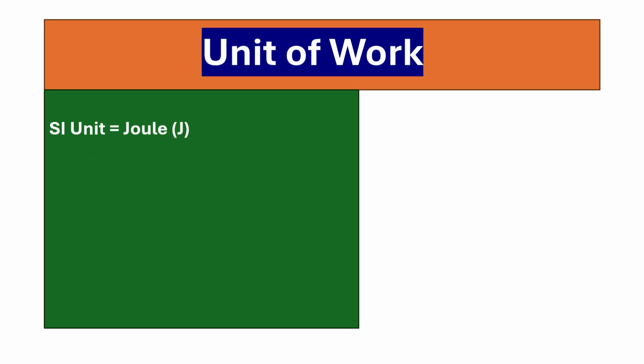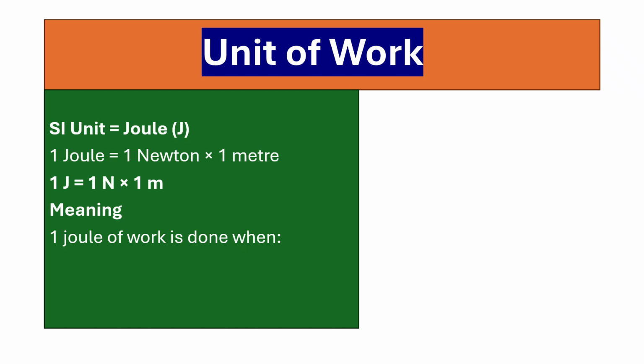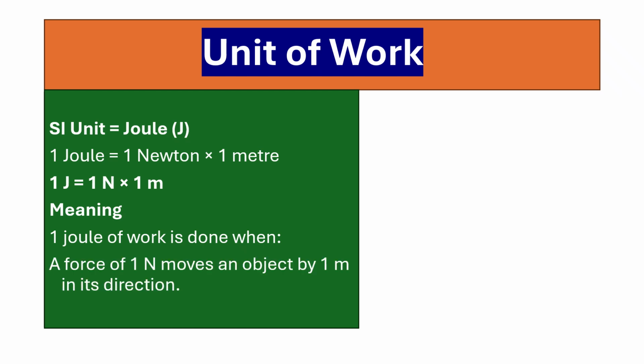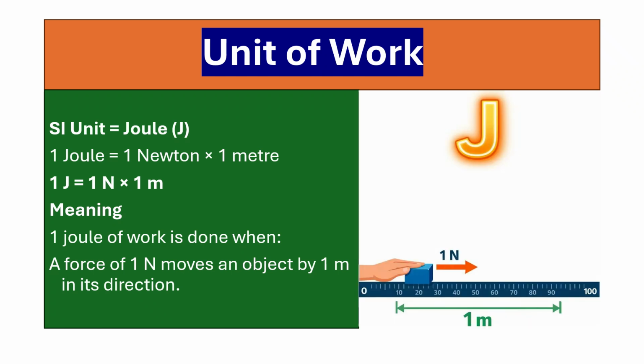What is the unit of work? The SI unit is joule, denoted by capital J. Now 1 joule is 1 Newton into 1 meter. So 1 joule will be equal to what, students? 1 Newton, that is 1 N into 1 m. Meaning that 1 joule of work is done when a force of 1 Newton moves an object by 1 meter in its direction. This definition is extremely important for your exam. Here in the figure you can see that 1 Newton moves an object by 1 meter.